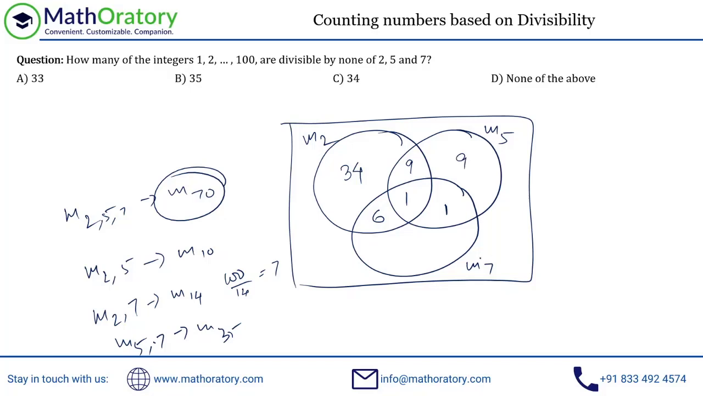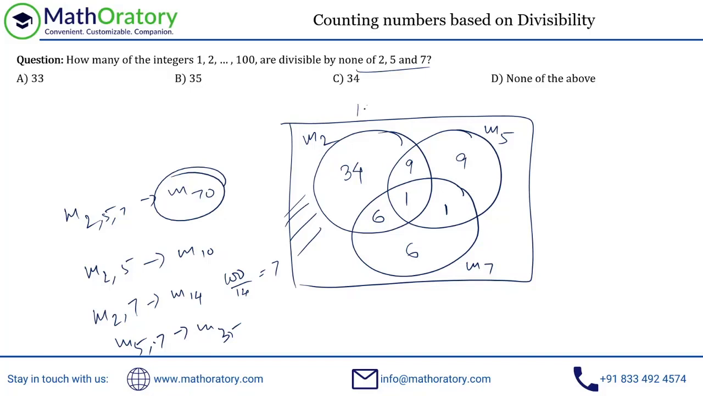Multiples of 7 are 14, again 100 by 7. That gives us a quotient of 14. 6, 1, and 1 adds up to 8, so this should be another 6. So now all you have to do is just count how many numbers are inside this region, because we are supposed to count whichever is outside the region, right? Not multiples of 2, 5, and 7.